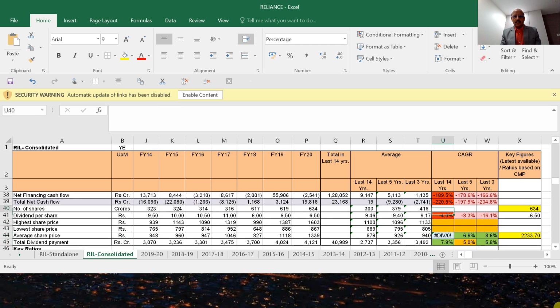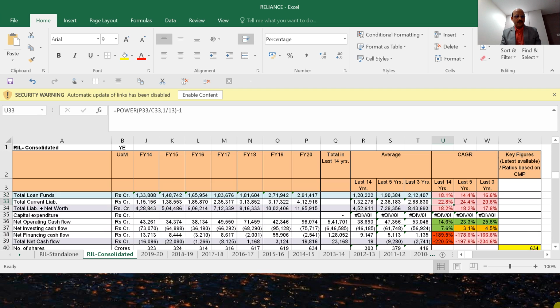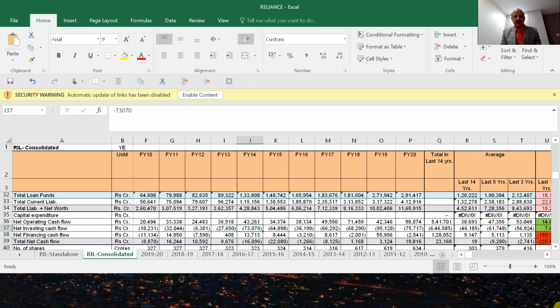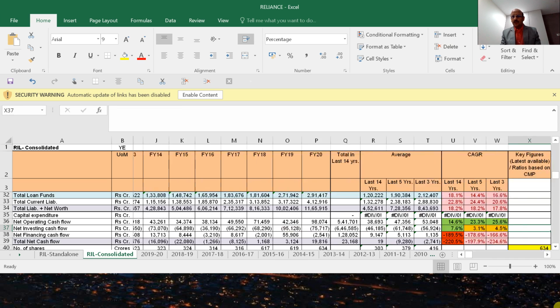If you look at all other ratios like cash flow, let's see how cash flow has performed. The company has invested almost 646,000 crores in the last 14 years, and the major increase has been coming since 2014. If you look here, 73,000 crores, 65,000 crores, 66,000 crores, 68,000 crores, 95,000 crores, 75,000 crores. So in the last 5-6 years the capex growth has been phenomenal. Cumulatively the company has invested almost 650,000 crores in the last 14 years.